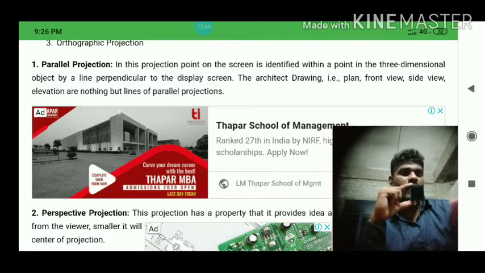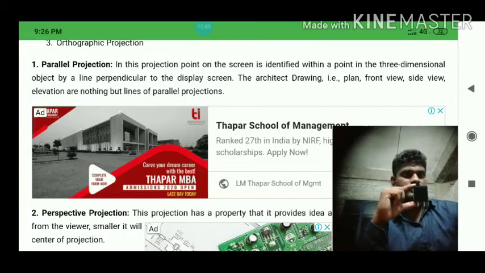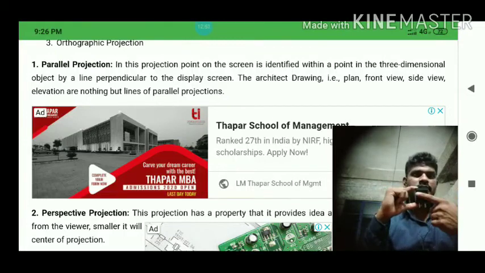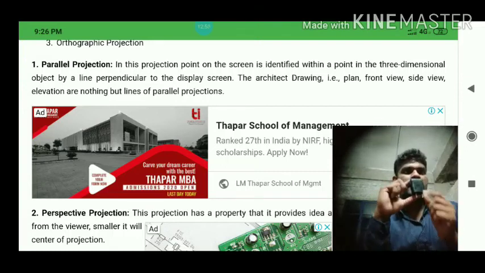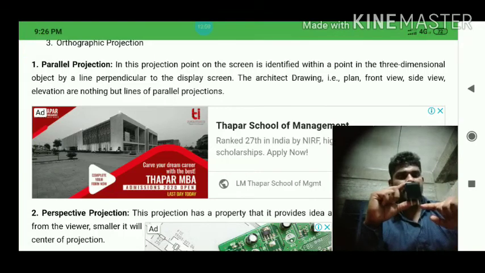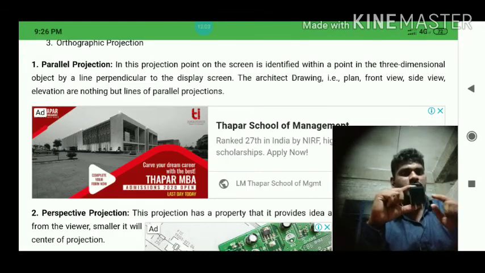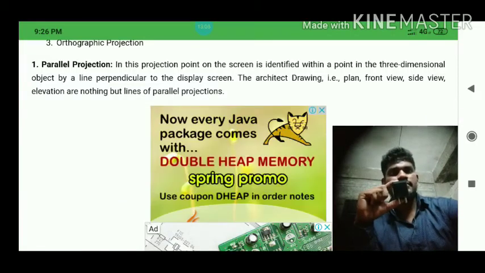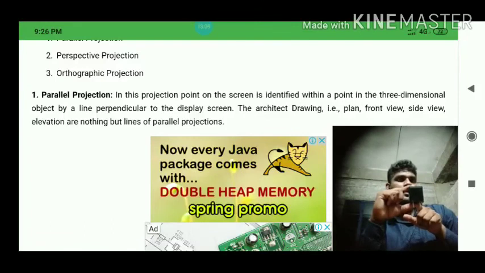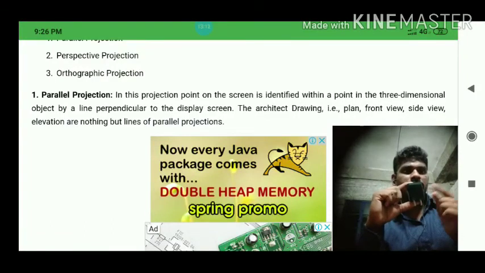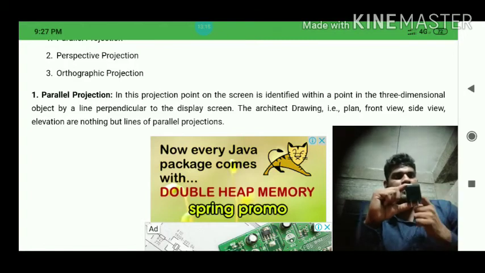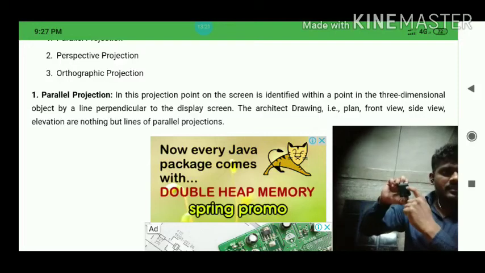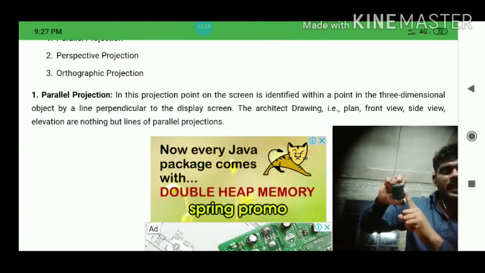In an architect's drawing, plan means we can draw this side, and this side, and next we can draw the top. This one becomes the front view, this one becomes the side view, and this is the plan. Look here, this is the front view, this is the side view.